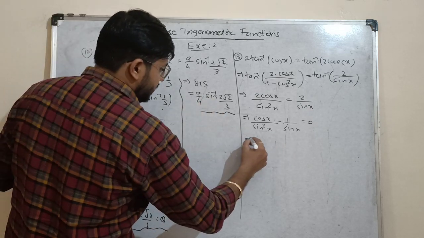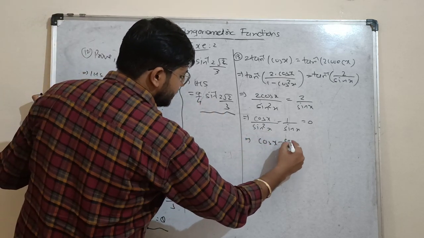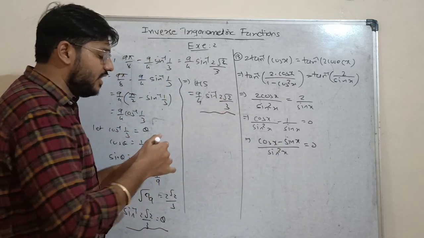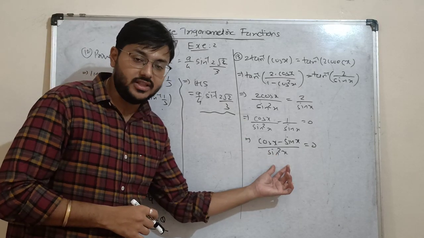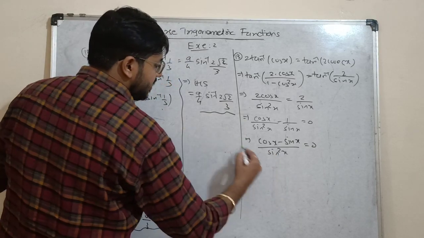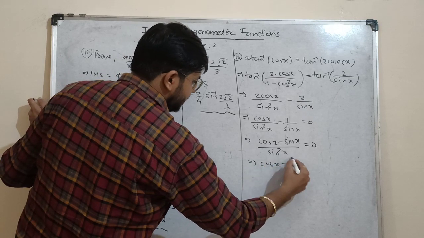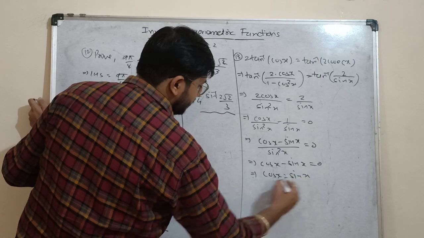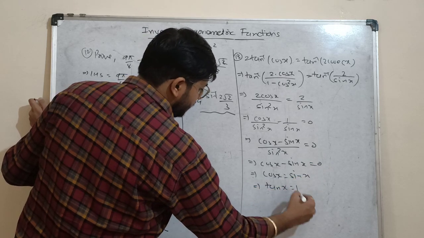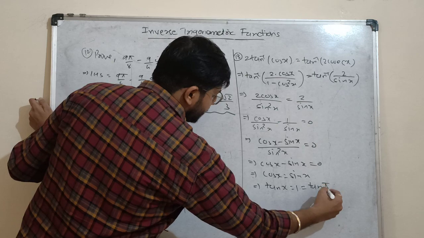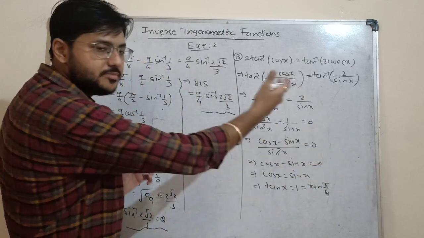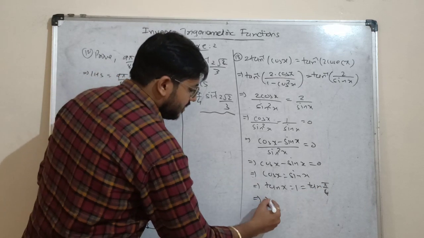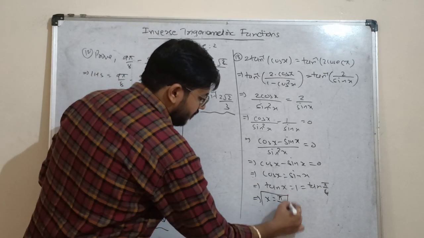If you do that, you get cos x minus sin x upon sin square x equals 0. Now from this we can easily say that sin square x will never equal 0, as it is in the denominator. So I can consider this as cos x minus sin x equals 0, hence cos x equals sin x, hence tan x equals 1. According to the domain we have discussed, between minus pi by 2 and pi by 2, tan x equals tan pi by 4, which implies x equals pi by 4 is your answer.